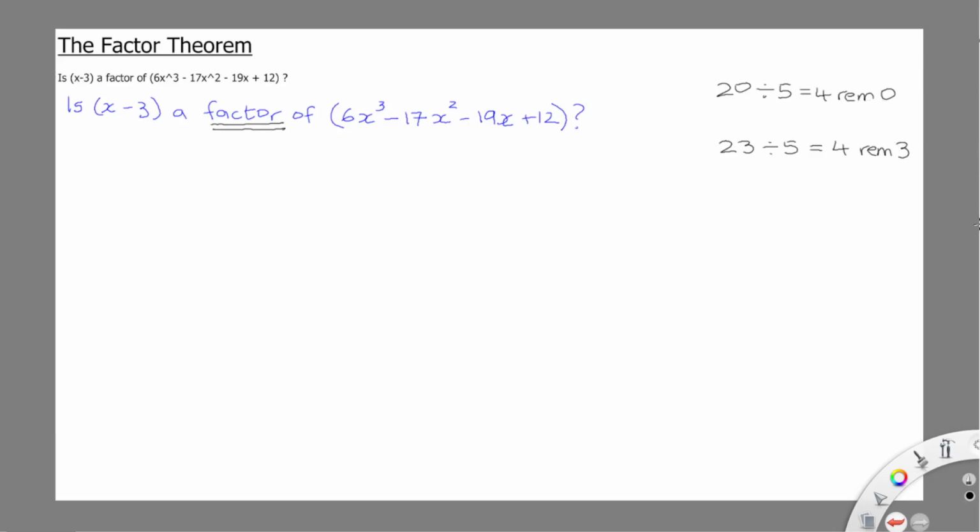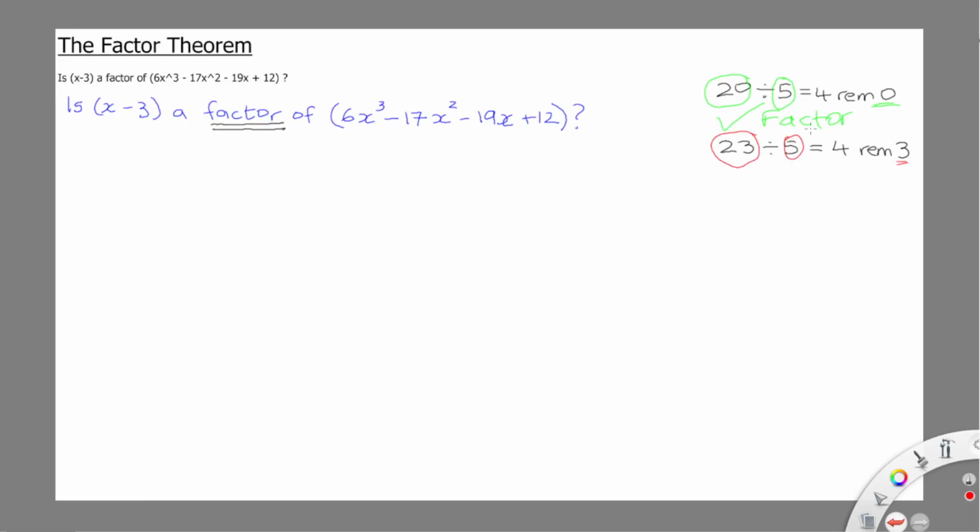Well, let's take a look at these two divisions that we just did. In the first example, 5 is a factor of 20. Why? Because when we divided it, we got no remainder. We got a remainder of 0. So therefore, this is a factor. 5 is a factor of 20. On the other hand, in the second division that we did, we divided 23 by 5. Since we got a remainder of 3, we know that 5 is not a factor of 23.